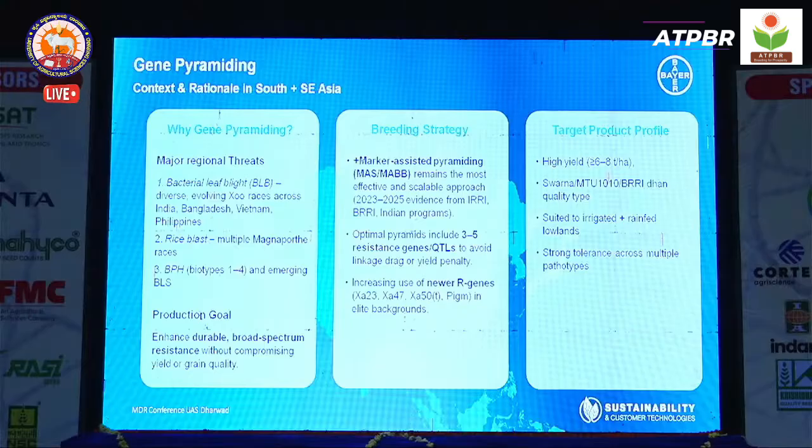And what is the target profile we are looking at? A high-yield product under Swarna or MTU 1010 mega-variety backgrounds, suited to irrigated and rainfed lowlands, with strong tolerance across multiple pathotypes, which is very evident from the INGER trials where both public and private partners give products for testing, and we are seeing very good products coming out of that.